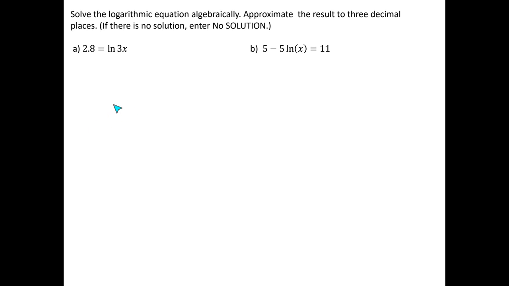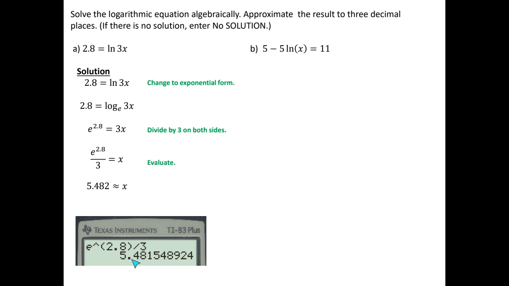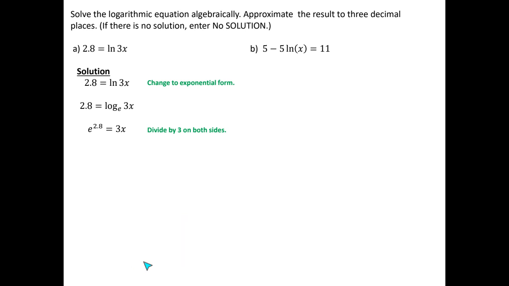So that means that the log, your exponent, is going to be 2.8 is equal to 3x. Now I can solve for x, so I can divide by 3 on both sides. And I end up with this. If I put this in the calculator, then I end up with 5.482.